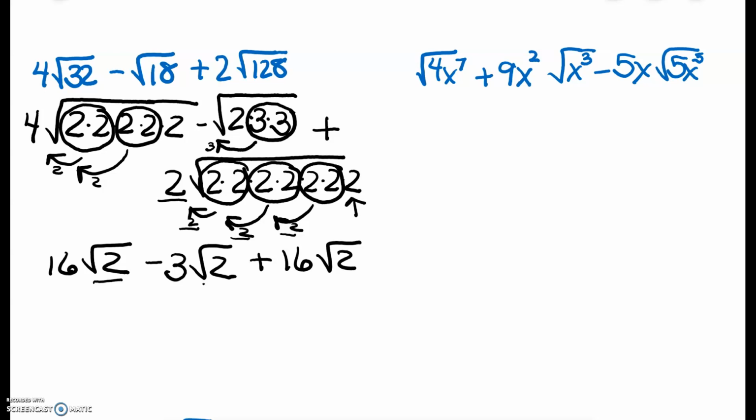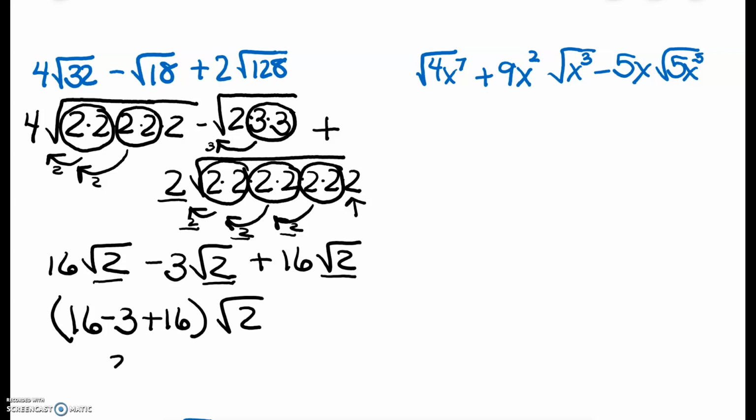And you can see that all 3 of these are like radicals. So we'll just add and subtract the numbers in front. 16 minus 3 plus 16 times the square root of 2. And when I add and subtract these numbers, I get 29 square root of 2 as my final answer.